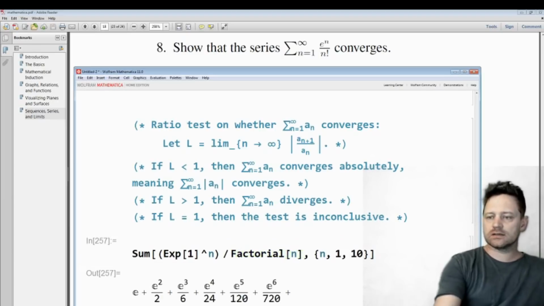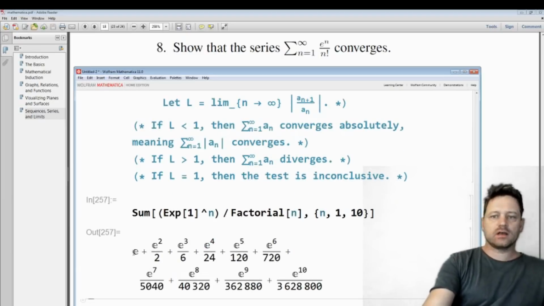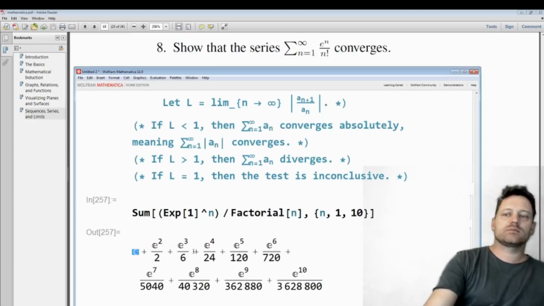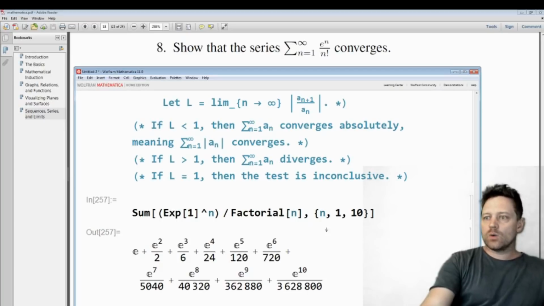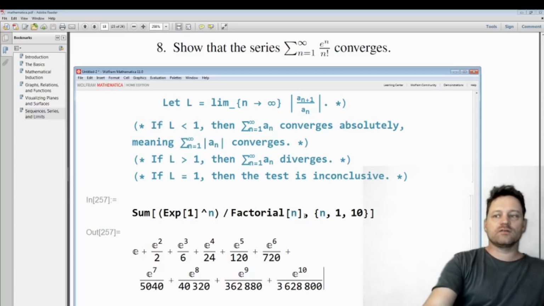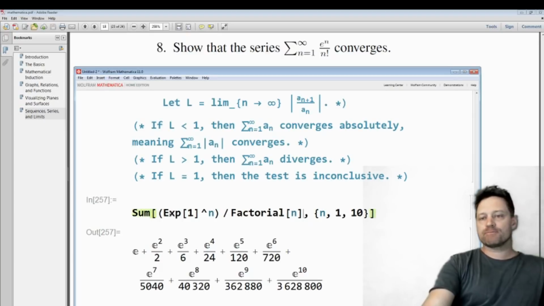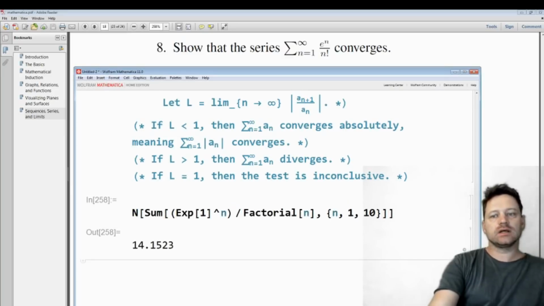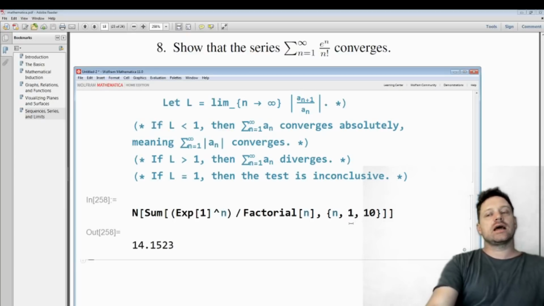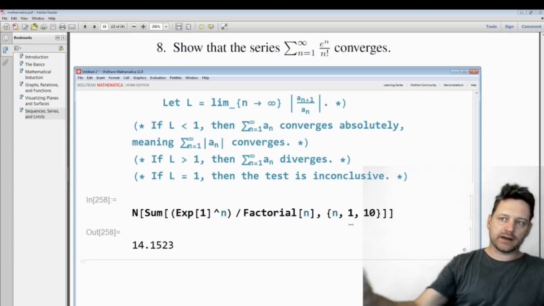Okay, let's have a look. We have e plus e squared on 2 plus e cubed on 6 plus e to the 4th on 24, and so on. We've only got 10 terms of this sequence. Now we might want the numerical value of this sum, so let's put an uppercase N around this and see what we have. Okay, 14.15.